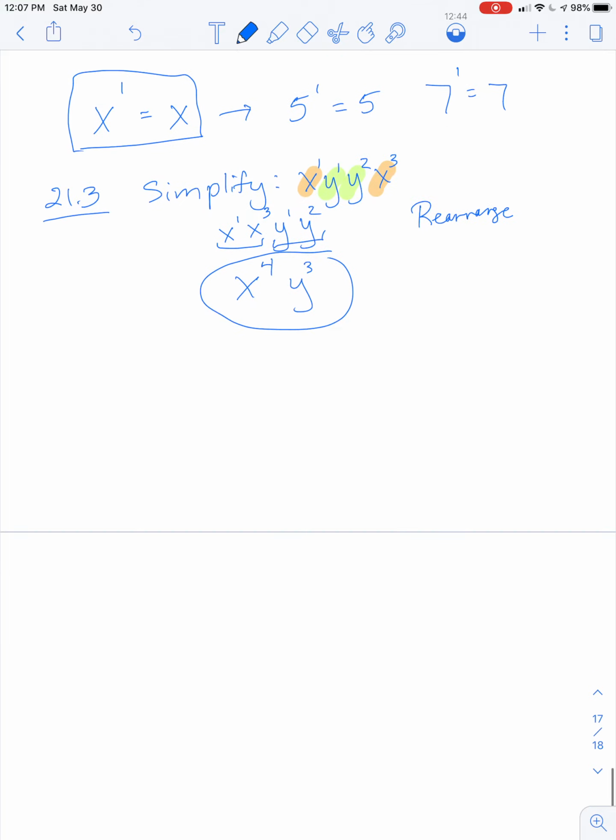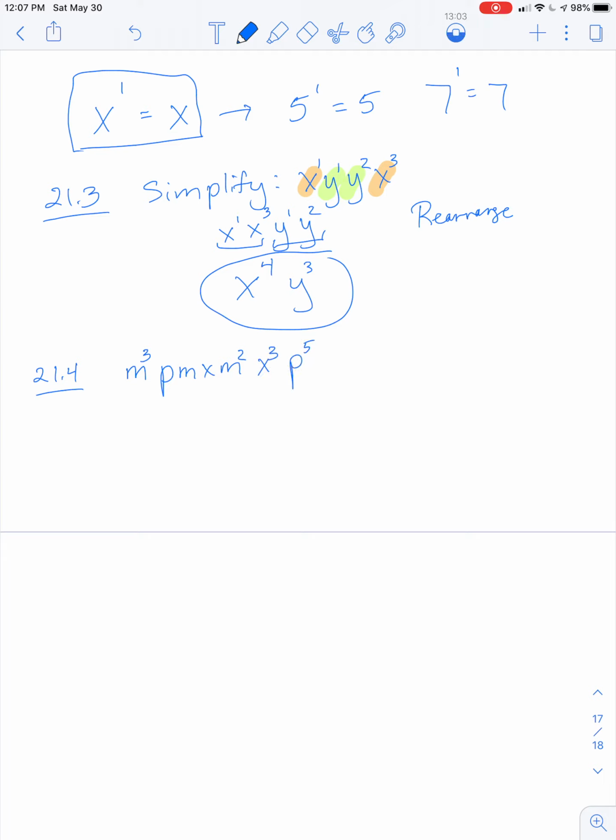Okay, now let's look at another one. This is 21.4. We're moving right along. We're going to simplify this problem. M to the third power times p times m times x times m to the second power times x to the third power times p to the fifth power.